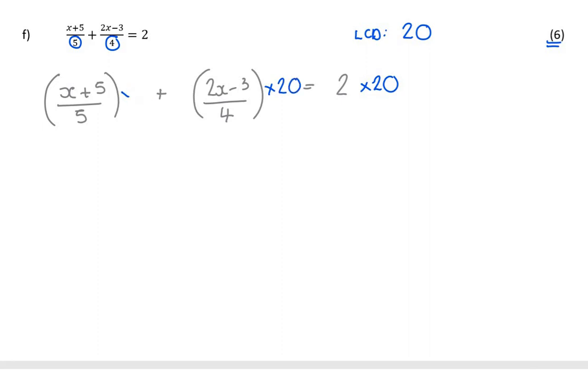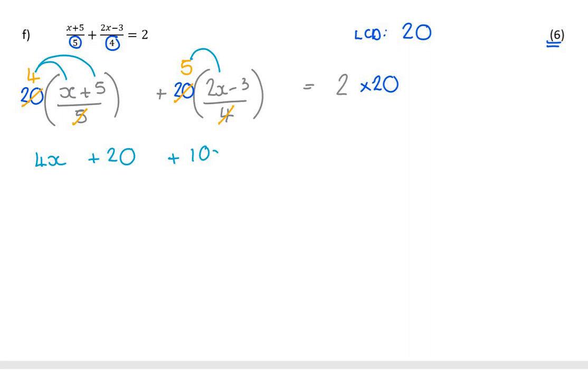Now actually sometimes I find it easier, interestingly enough, to write this on the left hand side, simply because then distribution seems more logical. So let's see, 5 goes into 20 4 times, and if you've got the bracket, you can't make a mistake. 4 goes into 20 5 times. So if you've got the bracket, you will very easily know to distribute. So I get 4x plus 20 plus 10x minus 15 equals 40.